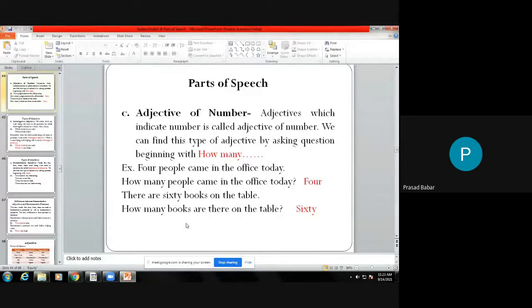The third type of adjective is adjective of number. So these are the adjectives which are indicated by numbers, or which indicate the numbers. Okay, so 4, 60, 3, fourth, first, these are the adjectives of number. And how to identify these adjectives, we can identify them by asking the question starting with how many. If we ask how many, then it will answer the adjective of number.